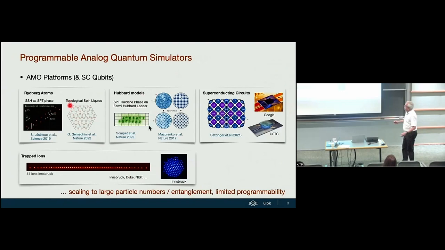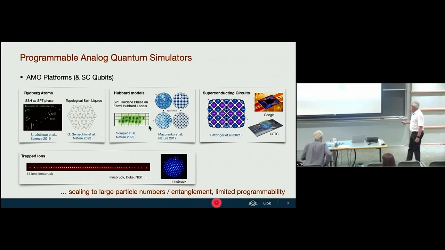I know of Rydberg atoms, Hubbard models, superconducting qubits are honorary members of the community here. And of course, trapped ions as strings, and now also in 2D, we heard about large scale systems yesterday of, I don't know, 100, and then even the word 1000 atoms was mentioned over here, or ions. The great thing about these programmable quantum simulators is the fact that they scale to very large particle numbers and also entanglement, and we have, of course, limited programmability.